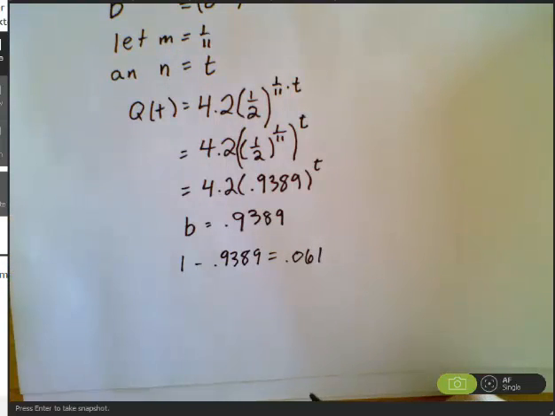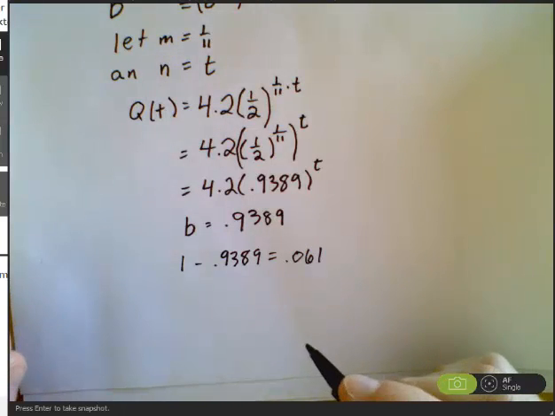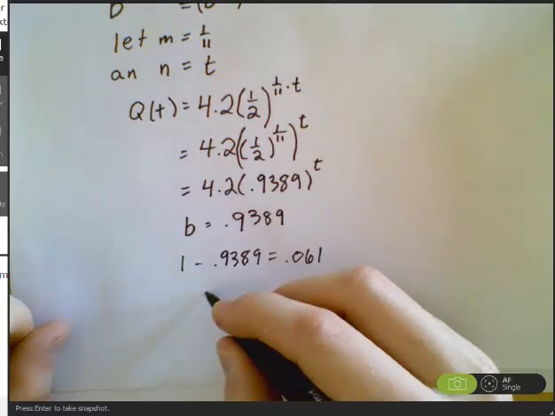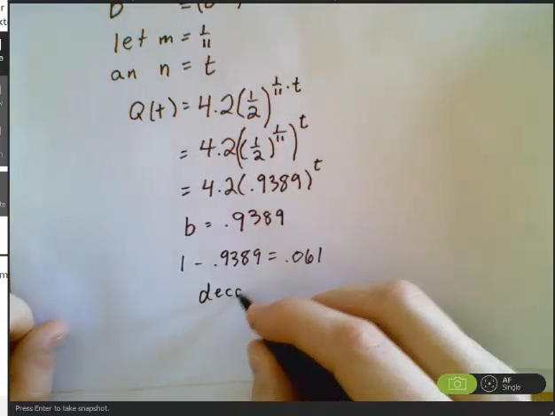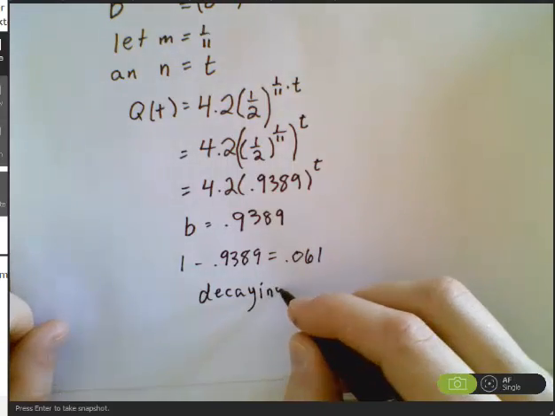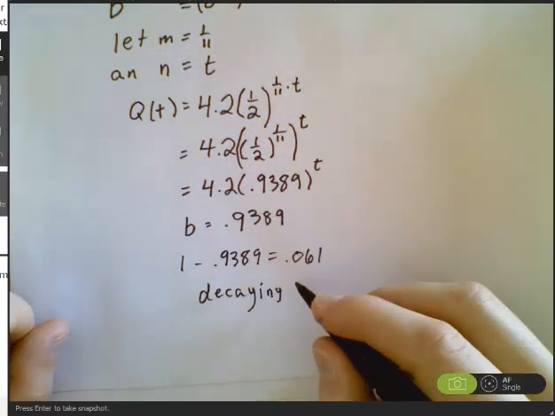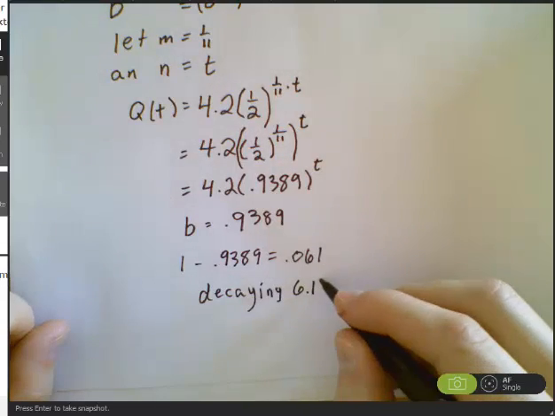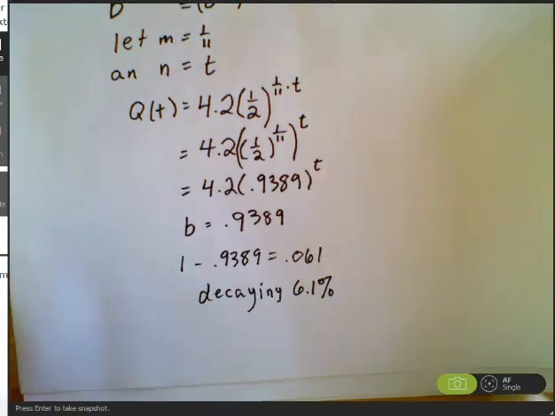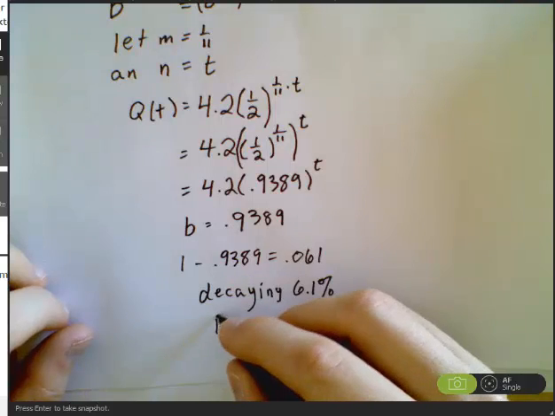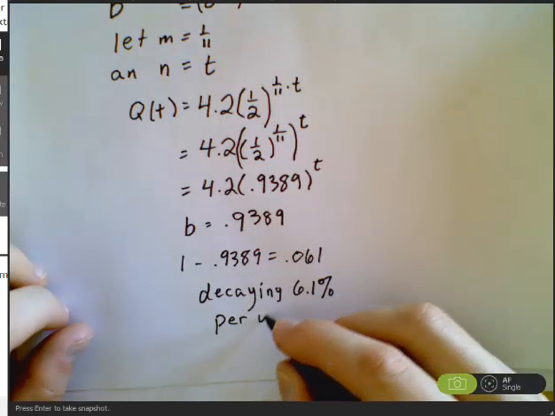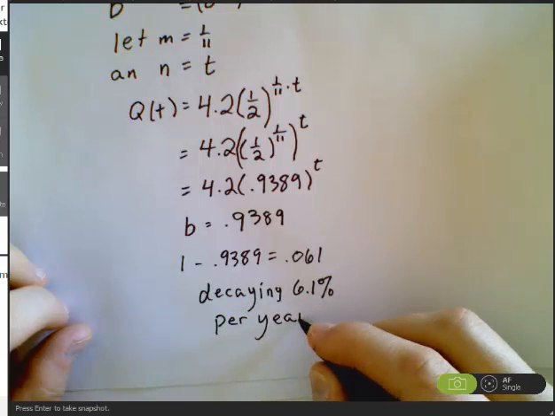And so that tells us the decimal form of the rate that it's decaying, and if we change that to a percentage, we would say that the substance is decaying at a rate of 6.1%. And that's 6.1% per, if we look back, the problem tells us that t is measured in years, so it's decaying 6.1% per year. And that represents the physical significance.